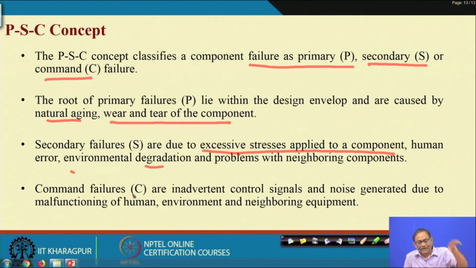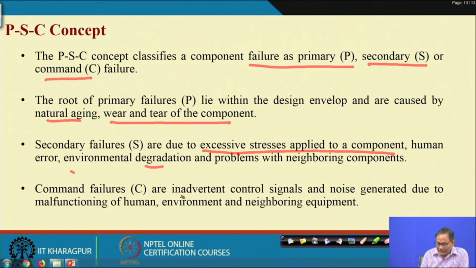For example, a bulb will glow only when you put on the switch, and the wire connected to the bulb, switch and power supply should work. Suppose you have not put on the switch, the bulb will not glow. If the wire is broken, it will not carry current. So, in these types of things, proper signal does not come to the component, and that is the situation when we say common failure has taken place.